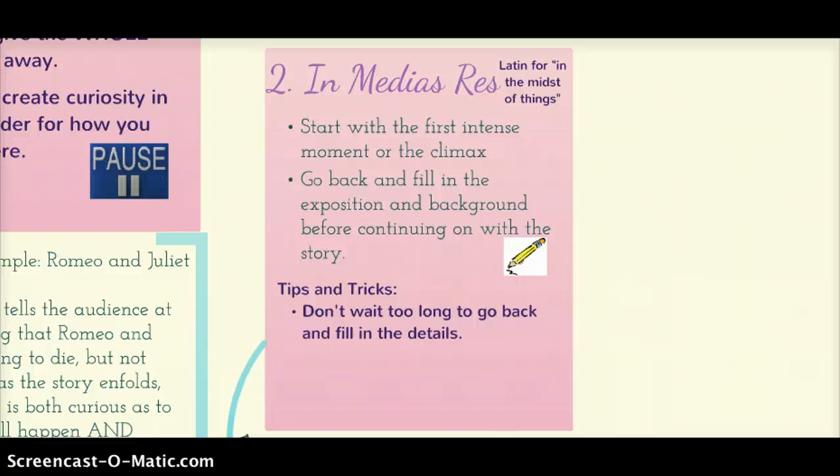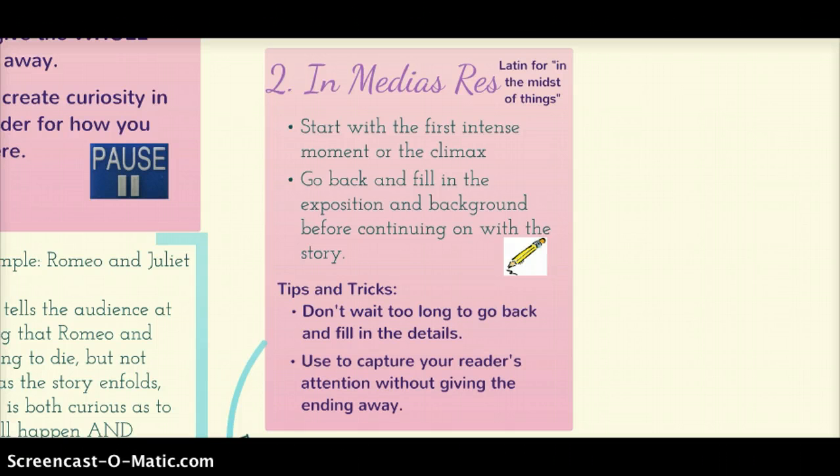Here are some tips and tricks for this one. First of all, you don't want to wait too long before going back and filling in the details, because you've started your story in a way that's going to create questions in your reader's mind. Well, if they don't get those questions answered fairly quickly, they're going to stop reading because they'll feel confused. So don't spend too much time before you go back and give the details.